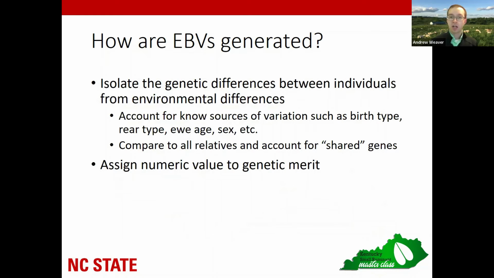We then isolate that genetic difference between individuals from that environmental difference, account for those environmental differences, compare to all the relatives, as I mentioned, and we assign that numeric value to genetic merit and determine what that estimated breeding value really is.